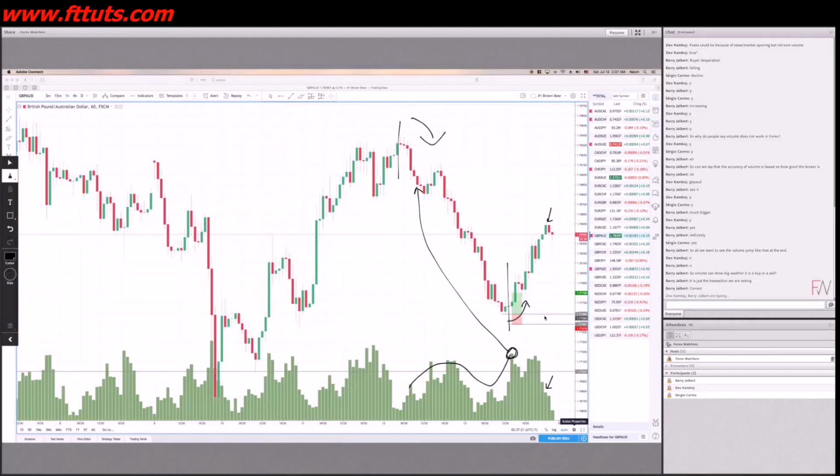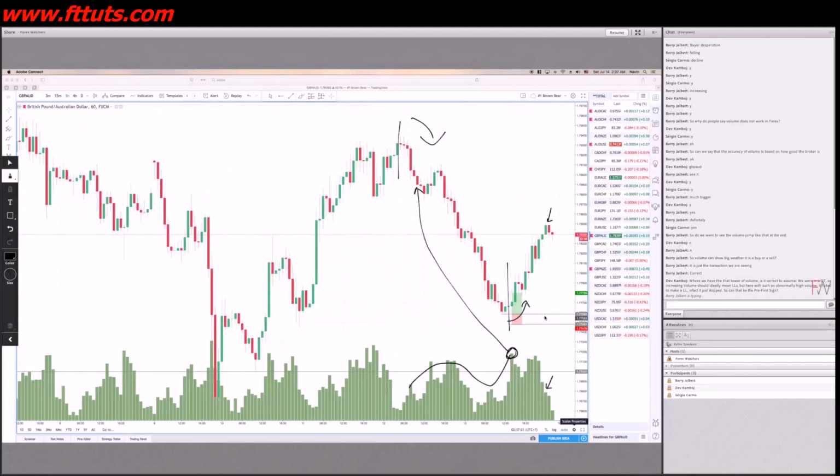Yeah, so okay, I just understood your question. Volume can show high even if it's a buy or a sell. Yeah, absolutely, because it's just a transaction. It doesn't know up or down, so it's still going to show high.